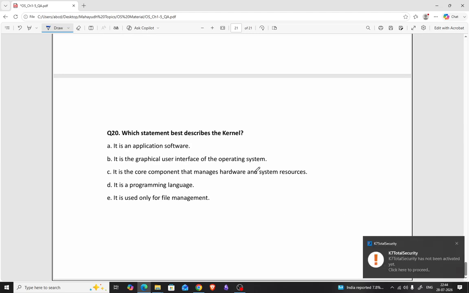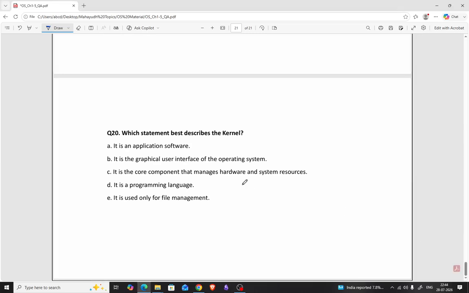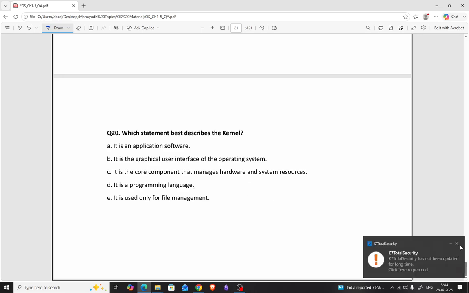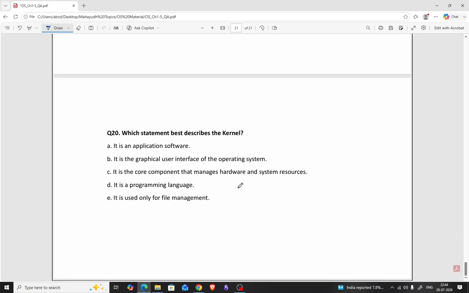Question number 20. Which statement best describes the kernel? It is an application software. It is the graphical user interface of the operating system. It is the core component that manages hardware and system resources. It is a programming language. It is used for file management. The answer is, kernel is the core of the operating system and manages CPU, memory, devices and processes.